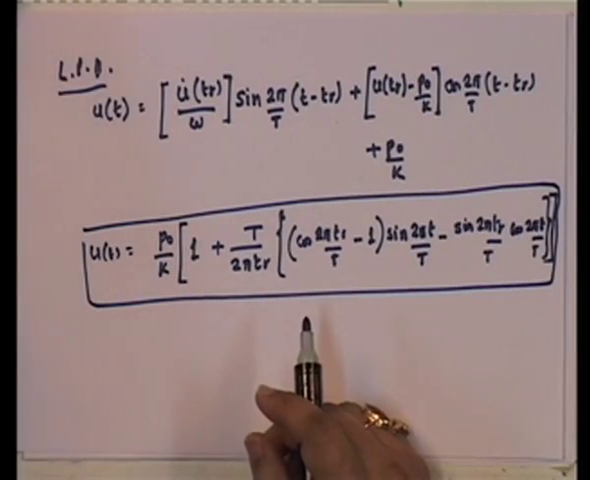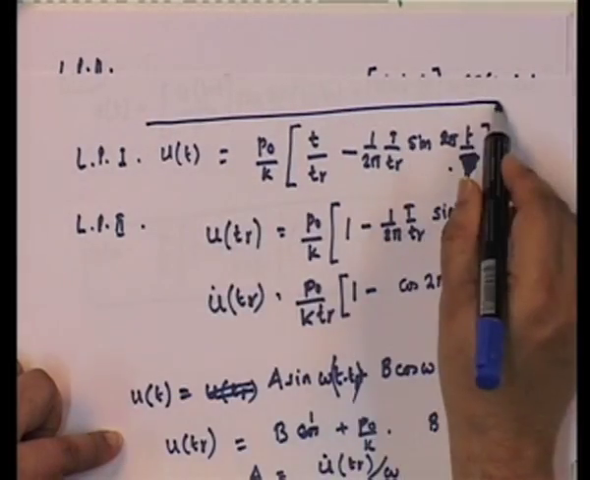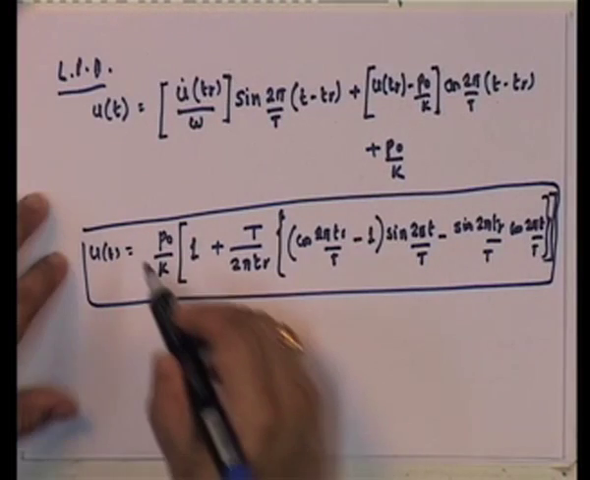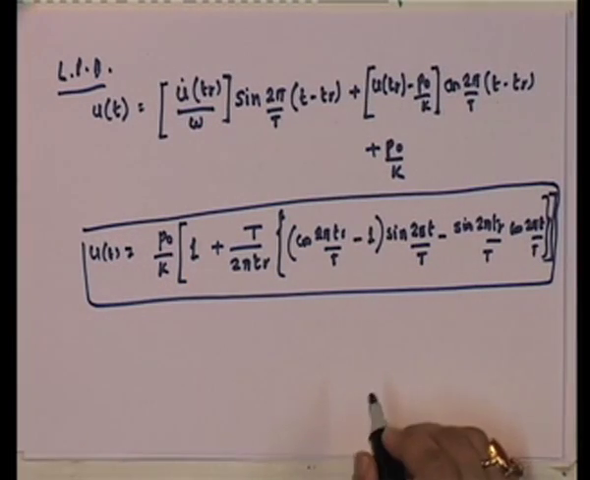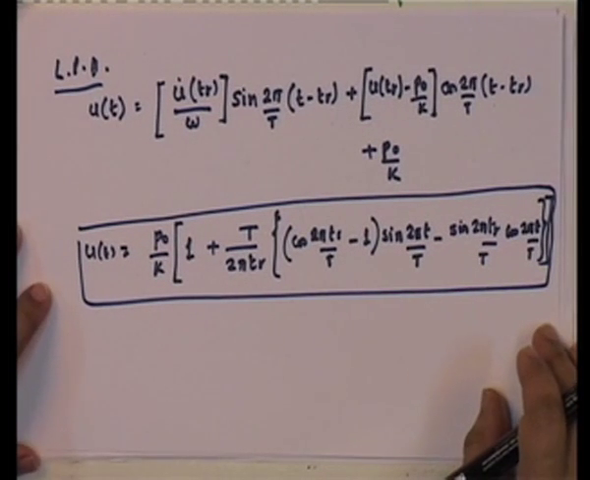So, therefore, for load phase 1, this is my u of t, and for load phase 2, this is my u of t. Okay. So, what does it give me? Well, let me try to look at it.